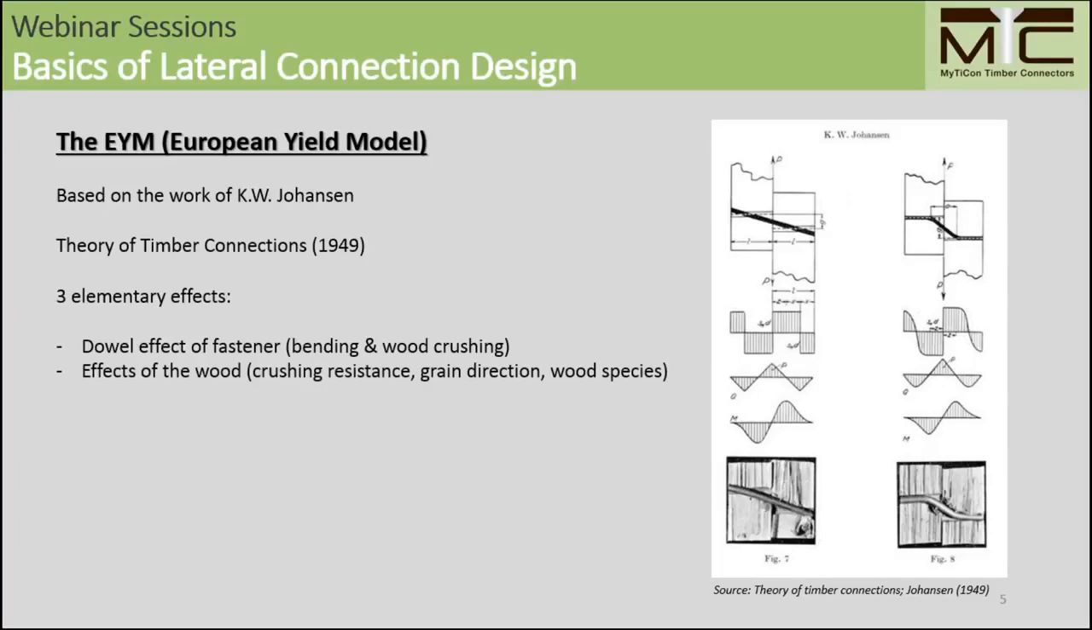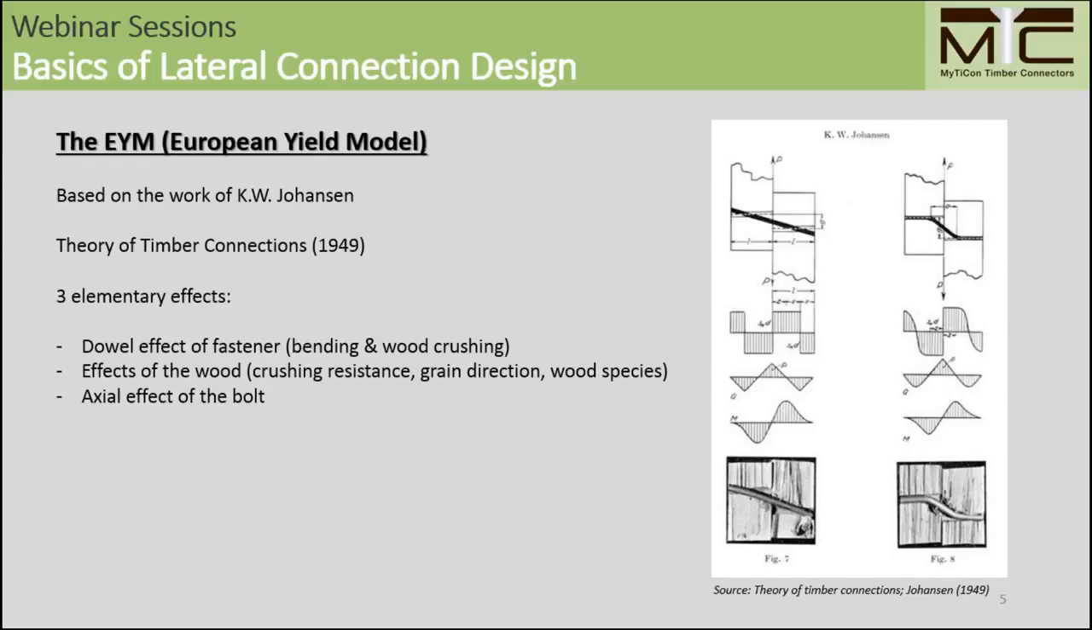Another effect was that of the wood itself: the wood showed a certain crushing resistance and also a dependency on the grain direction. The wood species also influenced the overall connection strength, as with a higher specific gravity, the lateral connection strength got higher. Also, one effect that Johansen noted was the axial effect of the bolt, but I'm going to get to this a little bit later in this presentation.